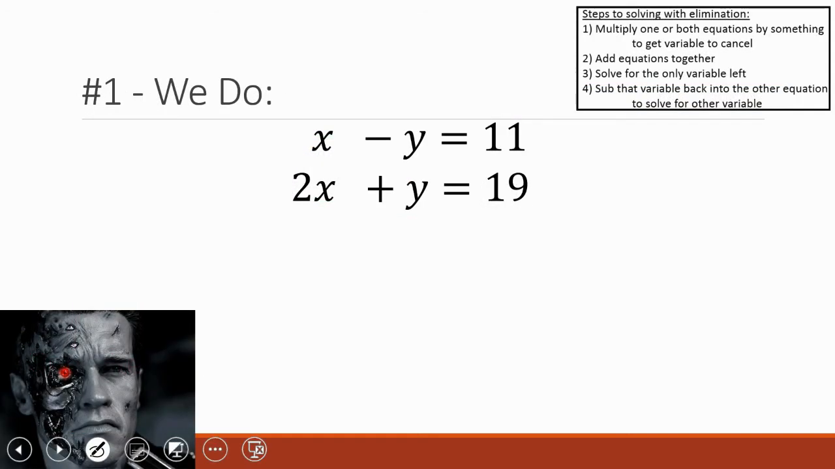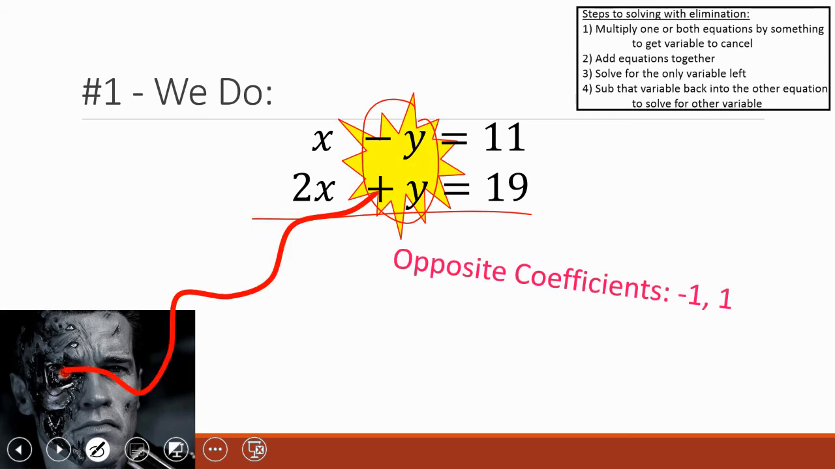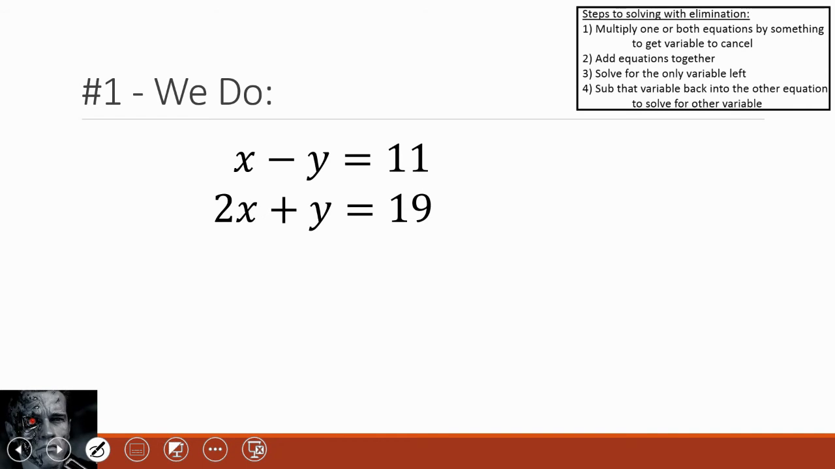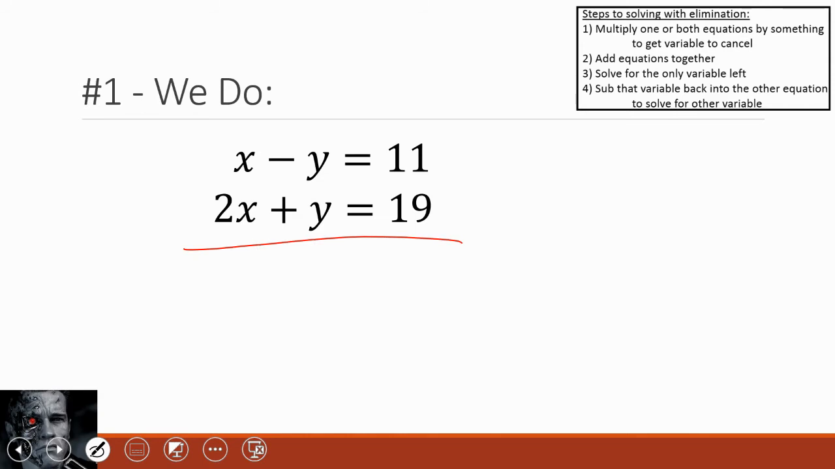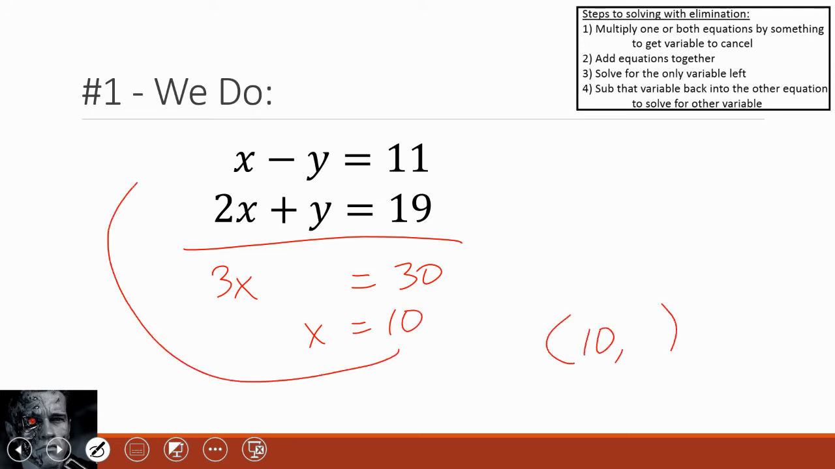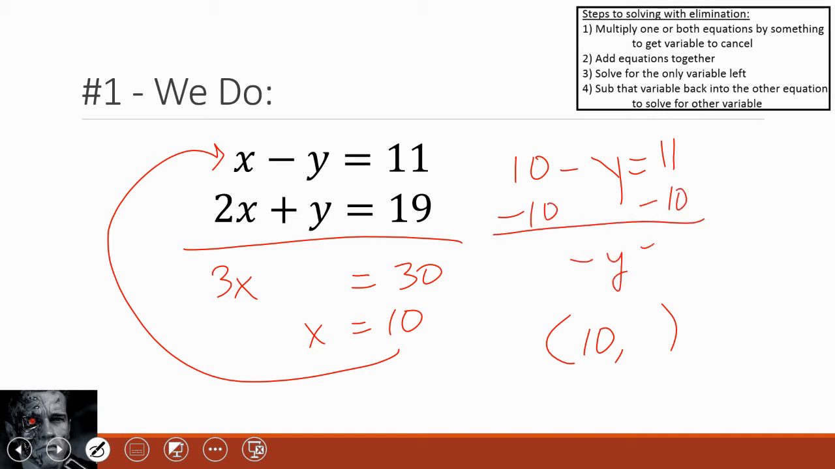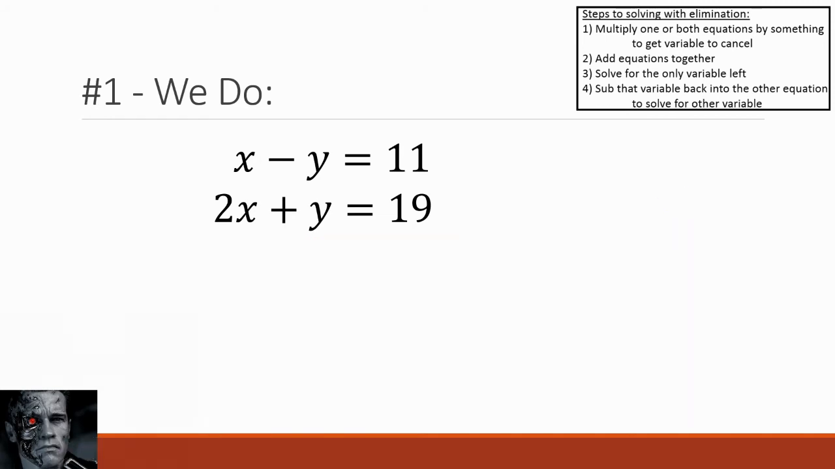When we look at this one, we can add them together. It looks like if we add them together, that's going to be eliminated. So let's go ahead and do that. 3x equals 30. Divide by 3, x equals 10. Half my solution. Plug in 10 for x. So 10 minus y equals 11. -y equals 1. y would be -1.